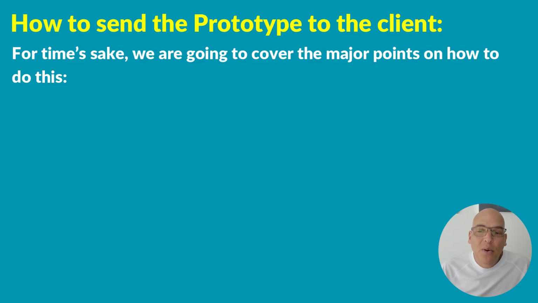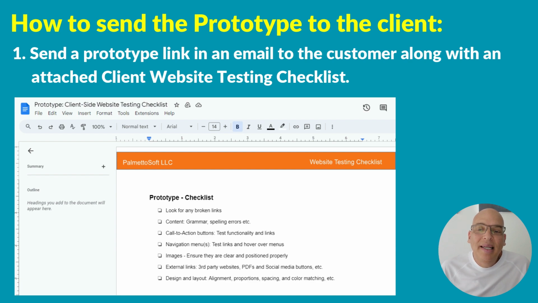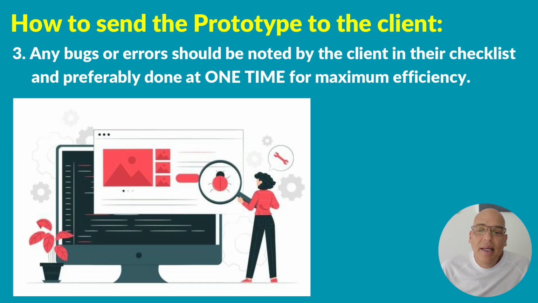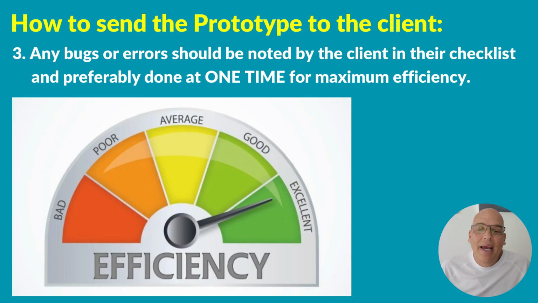For time's sake, we are going to cover the major points on how to do this. Number 1. Send a prototype link in an email to the customer along with an attached client website testing checklist. Number 2, immediately call the customer on the phone and review the procedure along with the documentation that you just sent them. 3, any bugs or errors should be noted by the client in their checklist and preferably done all at one time for maximum efficiency. You don't want to have to do a lot of back and forth during this time.